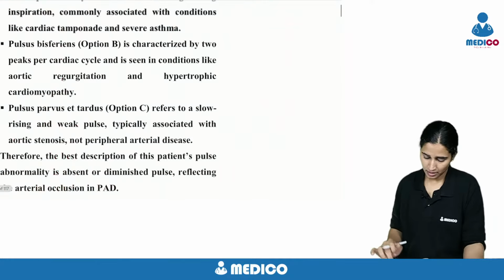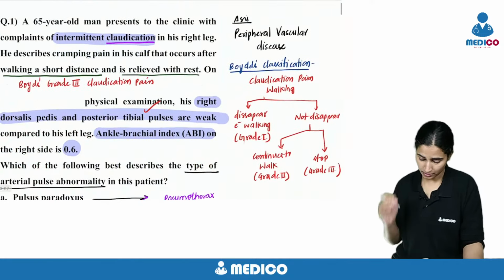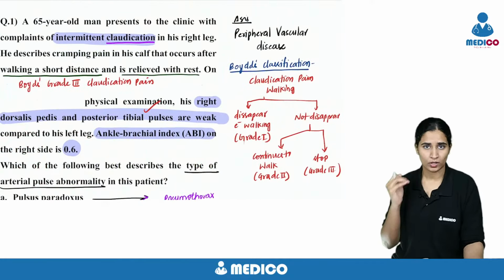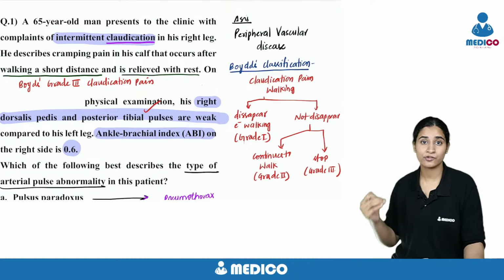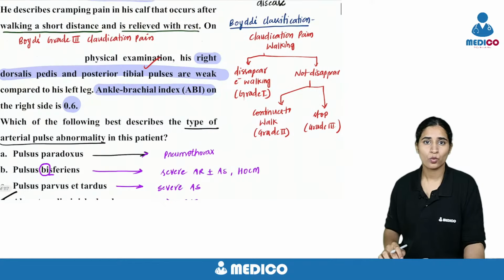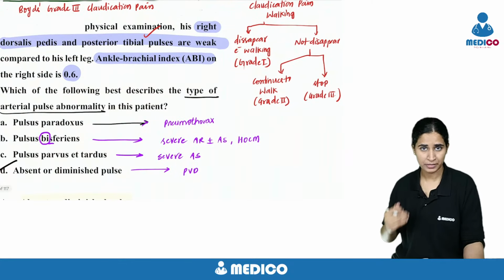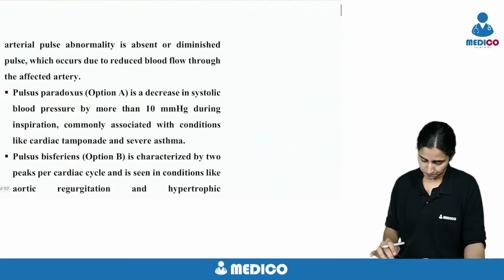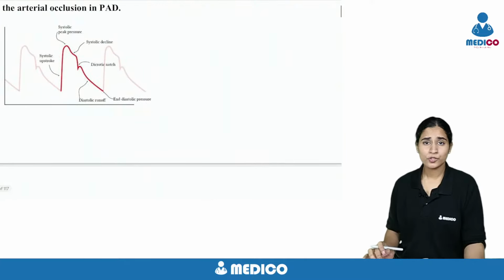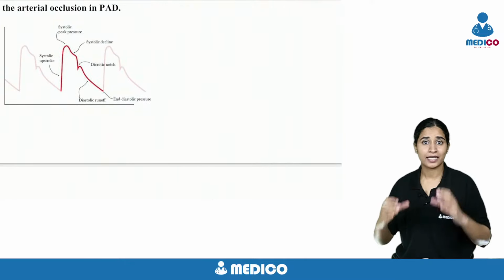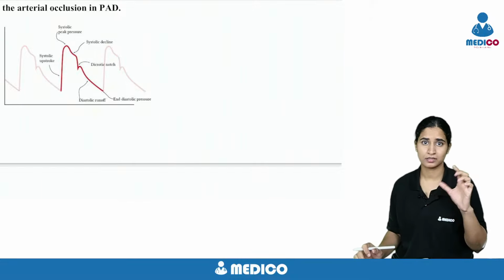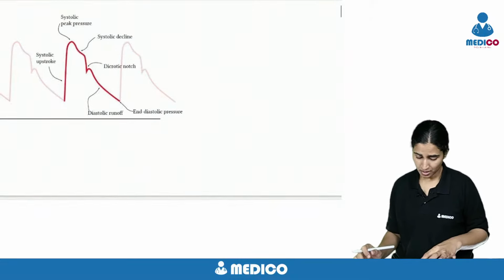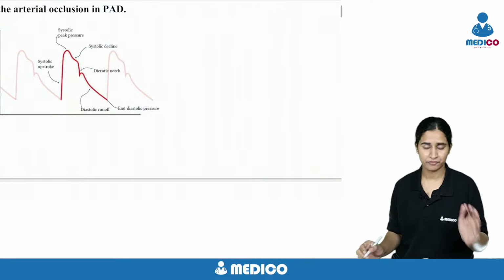So these are the things you are going to learn in the question. So now you know what is claudication, what is the classification, how you examine a case of peripheral vascular disease, and what are the pulses you see in peripheral vascular disease. And you also know the other pulses. Let's see the diagrams of the pulses, because in the exam they can ask you picture-based pulse identification. So this is the normal pulse wavegram.